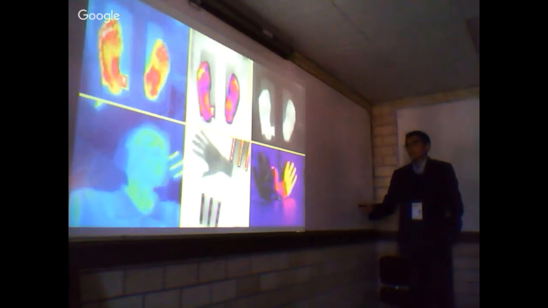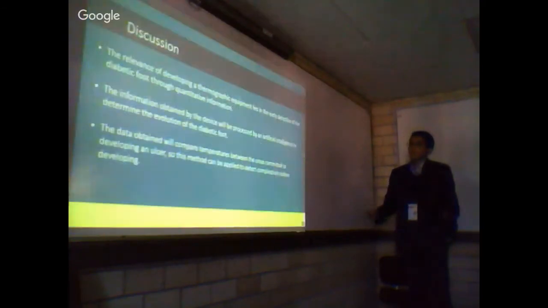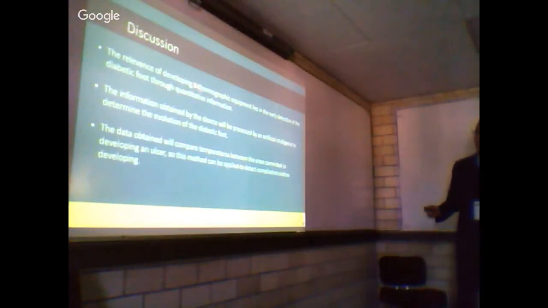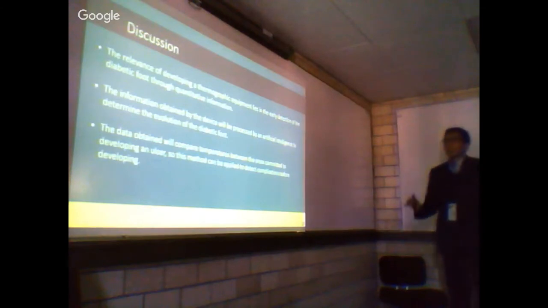And here we can see the field correction, in which these pixels were active before, and now they are not after the field correction. And it is like an opposite signal to the system. So this shows the relevance of developing a thermographic instrument lies in the early detection of the diabetic foot through quantitative information, because these three archives that we get, they are numbers.